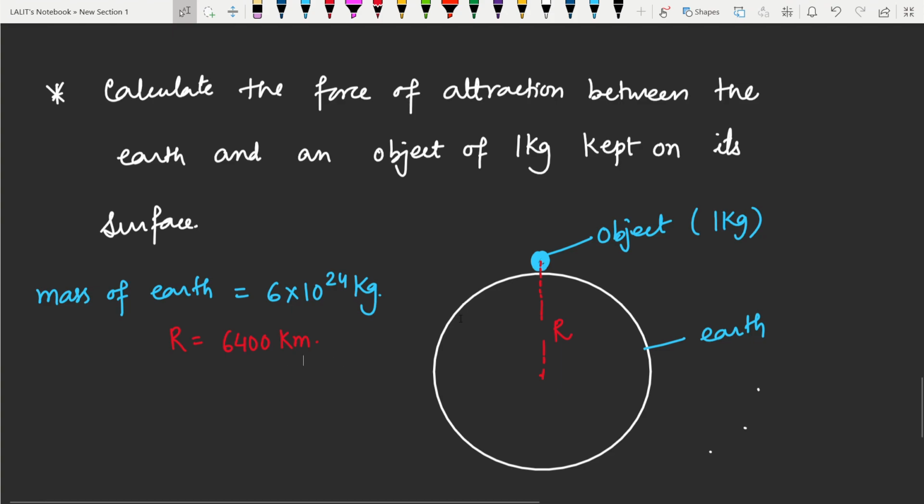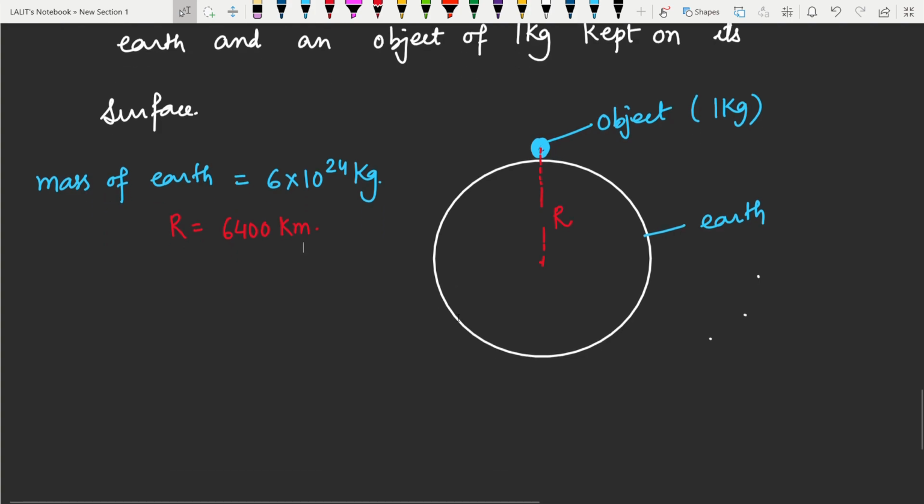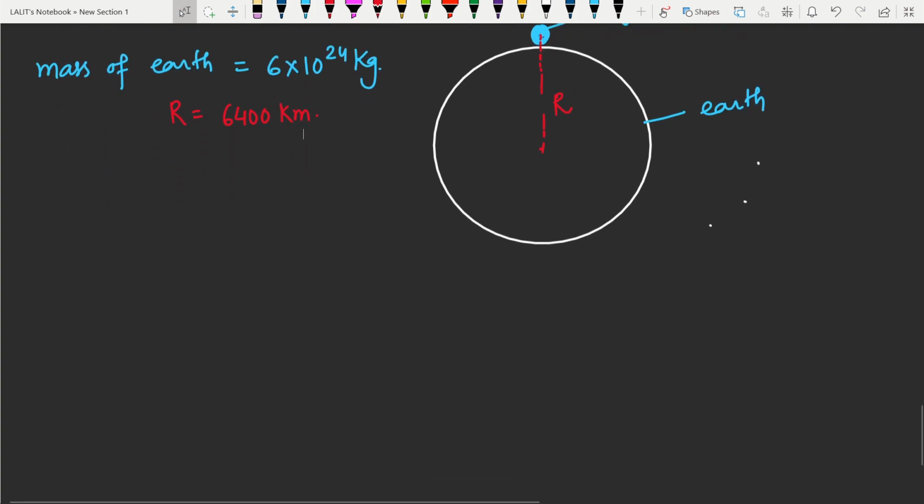So if you want to find out the force of attraction between these two objects, one of them is the earth and the other one is a small object of mass 1 kg, let us put the values. F is equal to G M1 M2 upon R square. G is 6.7. We will take 6.7 for calculations because this makes the calculation a little bit easier, rounding off.